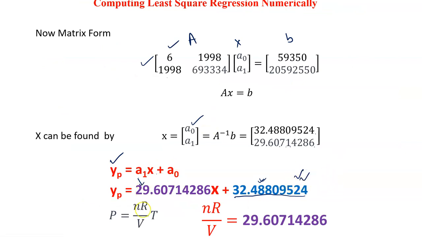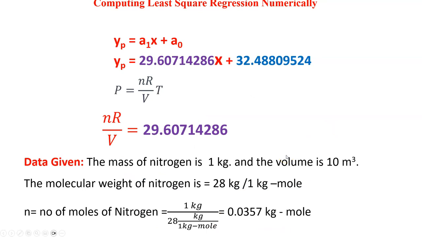Now A1: we know that P is equal to nR by V times T, so that is yp, and it is equal to A1 into x. So A1 is nR by V, which is 29.60714.286. So nR by V is equal to 29.60714.286. That is what we got from the least square technique.